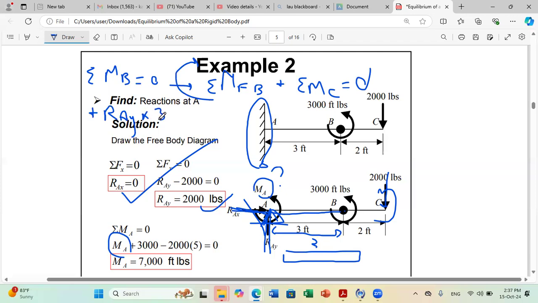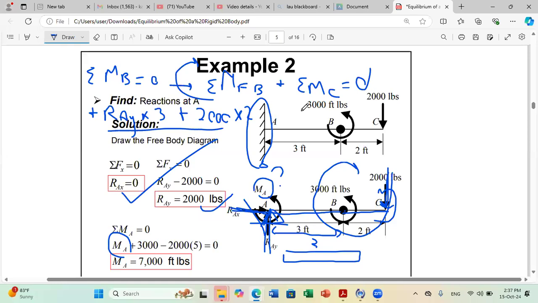Now, I still have this 2000 lb force. If I do the right-hand rule, it's rotating about B in the clockwise direction. So plus 2000 times the distance to B. The perpendicular distance to B is 2 feet, so times 2. I am done with the first part of my equation, the moment of forces.